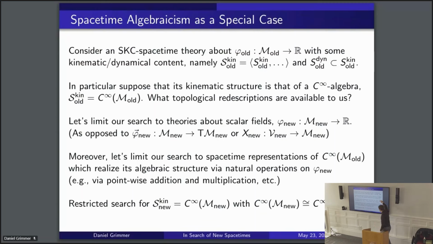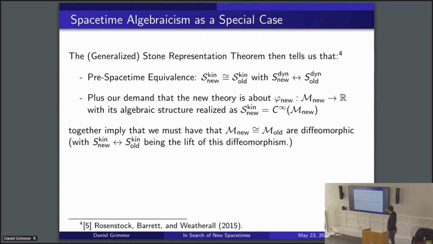So in sum, once we've made these two restrictions, we're searching for a new space of kinematic possibilities, which is itself a C-infinity algebra over some other manifold M. Okay, so these are the restrictions that are necessary to get down to the particular task that the spacetime algebraicist people are working with. And then we can apply this generalized Stone representation theorem that we talked about last week.